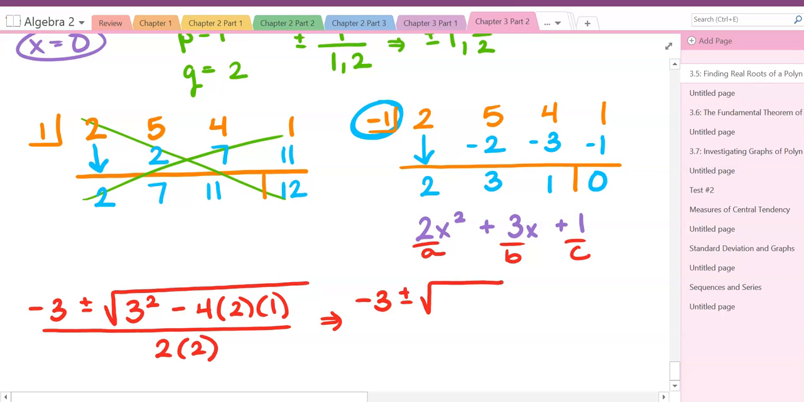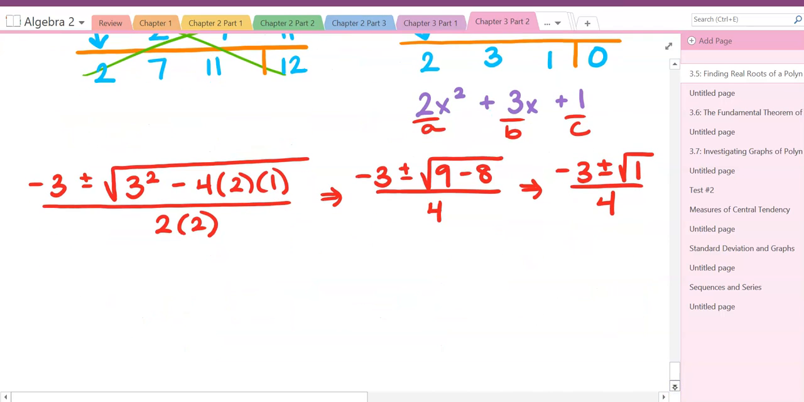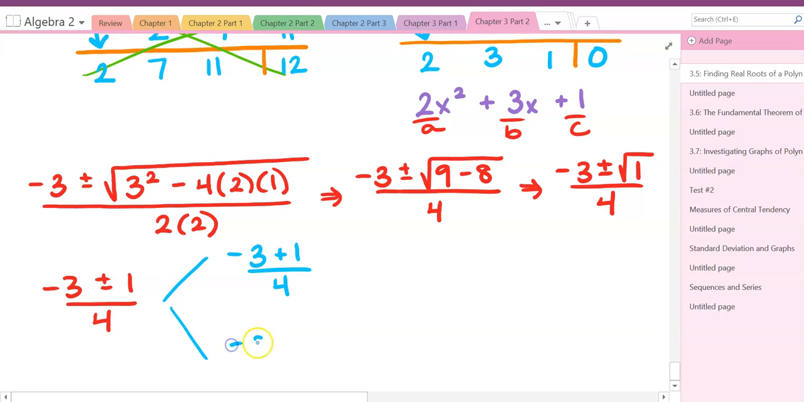So underneath the square root, what is 3 squared? 9. -4 times 2 times 1? And over 4. So underneath my square root, I'm going to have a 1, because 9 minus 8 is 1. And the square root of 1 is just 1. So this is going to become -3 plus or minus 1 over 4. So again, we have to do this twice. -3 plus 1 divided by 4, -3 minus 1 over 4.